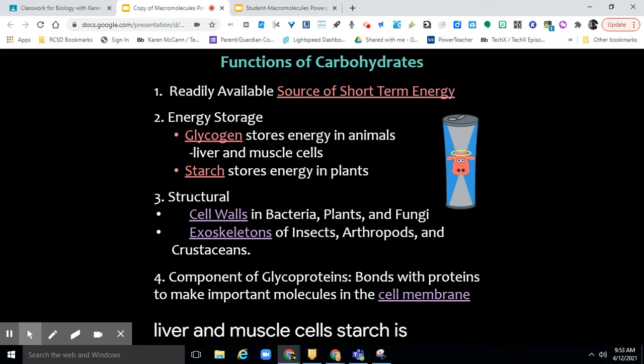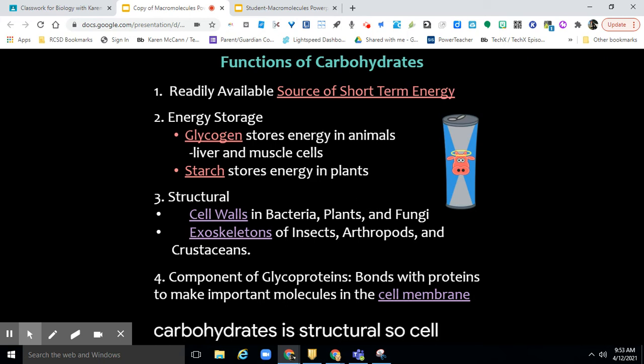Starch is the energy storage in plants. So think of starchy foods, for example, like potatoes. Potatoes are full of starch. All right. So that is where the plant is storing its energy. And we eat the potatoes for energy as well. All right. We were basically stealing the plant's energy source. That's what we're doing.